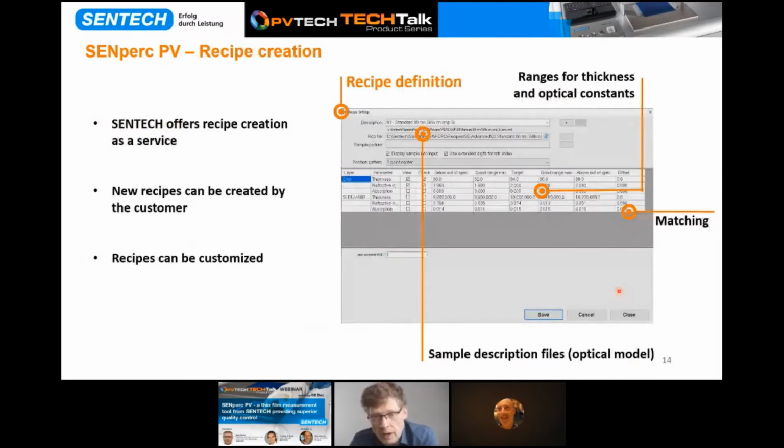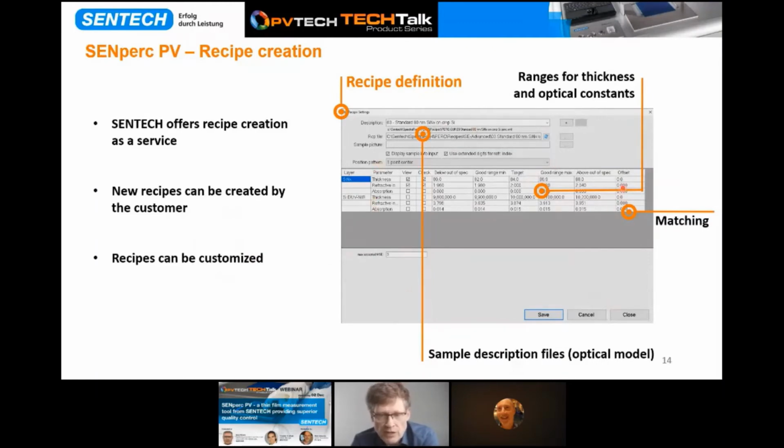So I have been talking about recipes. Recipes for different applications can be created as a service from SENTECH Instruments, but also new recipes can be created by the customer itself, or existing recipes can be adjusted to the customer needs. And this screen here shows how this is done.